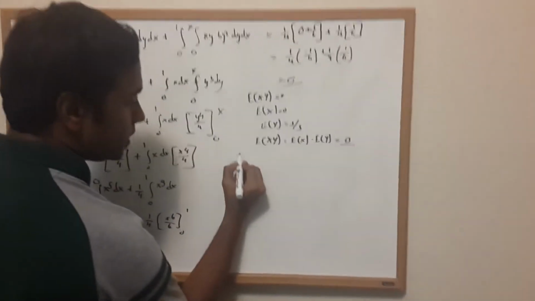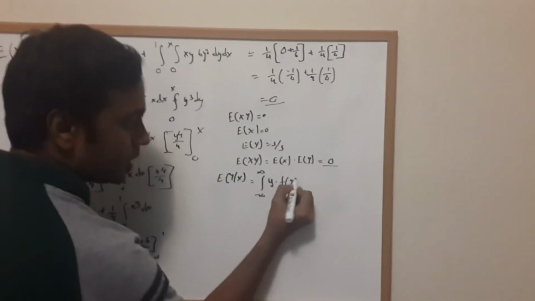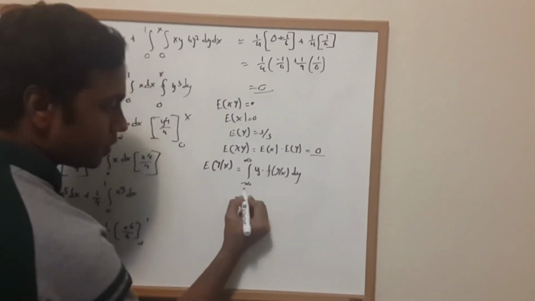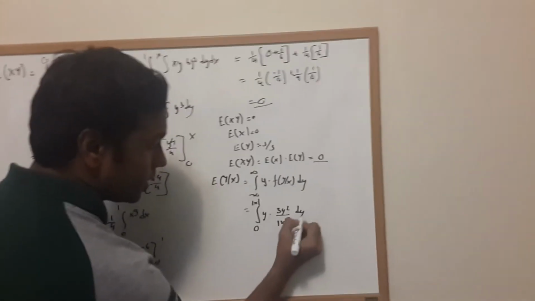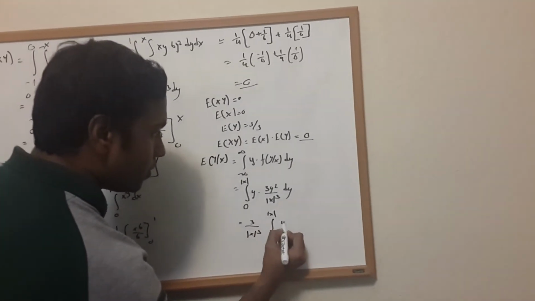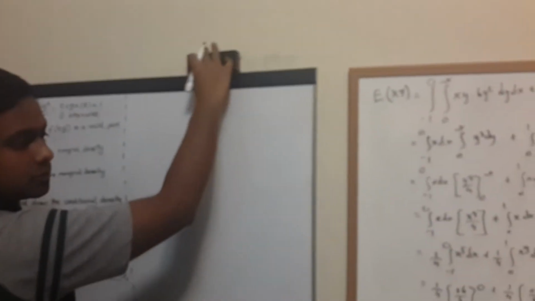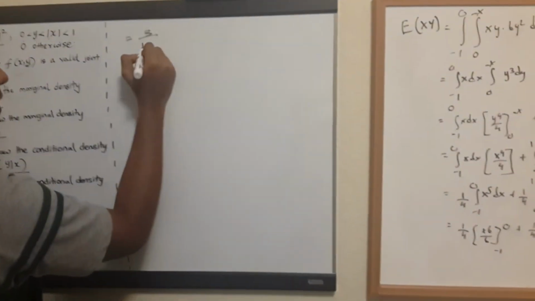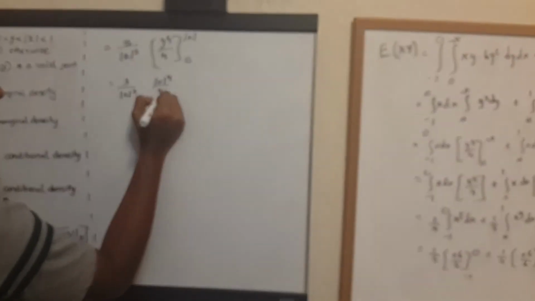And for the next subdivision, E of y given x is given by the integral from minus infinity to infinity of y f of y given x dy. So this ranges from the limit 0 to mod x, y into 3y squared by mod x the whole cube dy. So by taking the unwanted terms outside, we get 3 by mod x cube, integral 0 to mod x y cube dy. So we get 3 by mod x the whole cubed into y power 4 by 4 from 0 to mod x. So 3 by mod x the whole cubed into mod x power 4 by 4. So mod x cube and mod x power 4 get cancelled, which results in 3 mod x by 4.